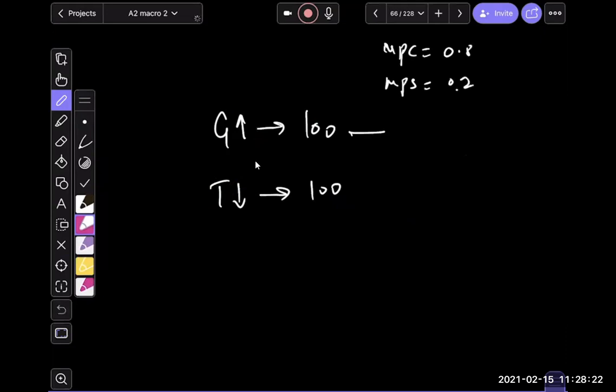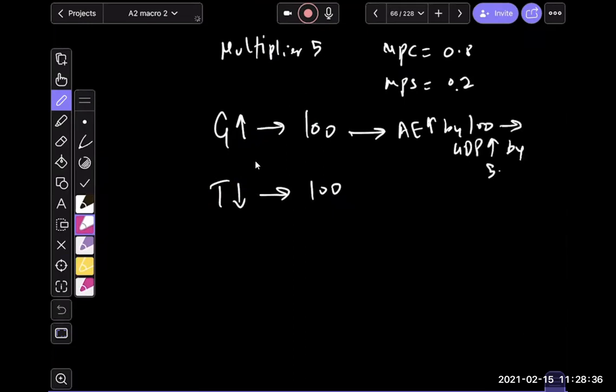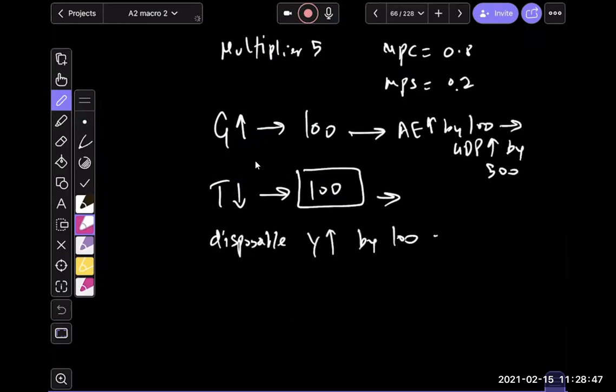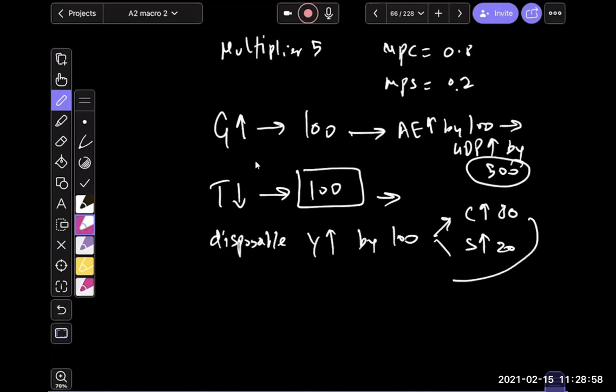If MPC is 0.8 and let's say the multiplier as a result is 5. If G goes up by 100, AE goes up by 100, and therefore GDP will go up by 500. But if taxes go down by 100, disposable income will go up by 100, which means C will go up by 80 and saving will go up by 20, which means this may have a 500 effect, but this may have an 80 times 5, or 400, effect.